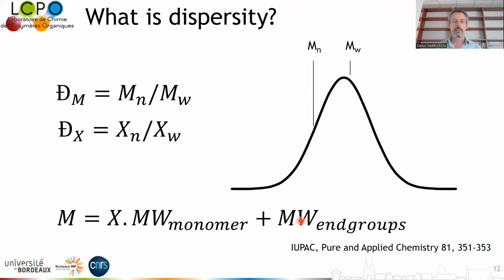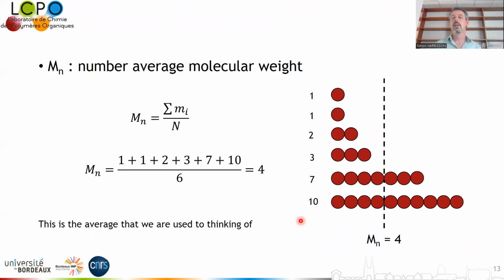So the mass is just equal to the molecular weight of the monomer multiplied by the degree of polymerization plus the molecular weight of the end groups, as long as the molecular weight of the end groups is small relative to the molecular weight of the polymer. We can ignore them and just treat the mass dispersity and the degree of polymerization dispersity as being the same. Now, the number average molecular weight is simply the average molecular weight of all the chains.